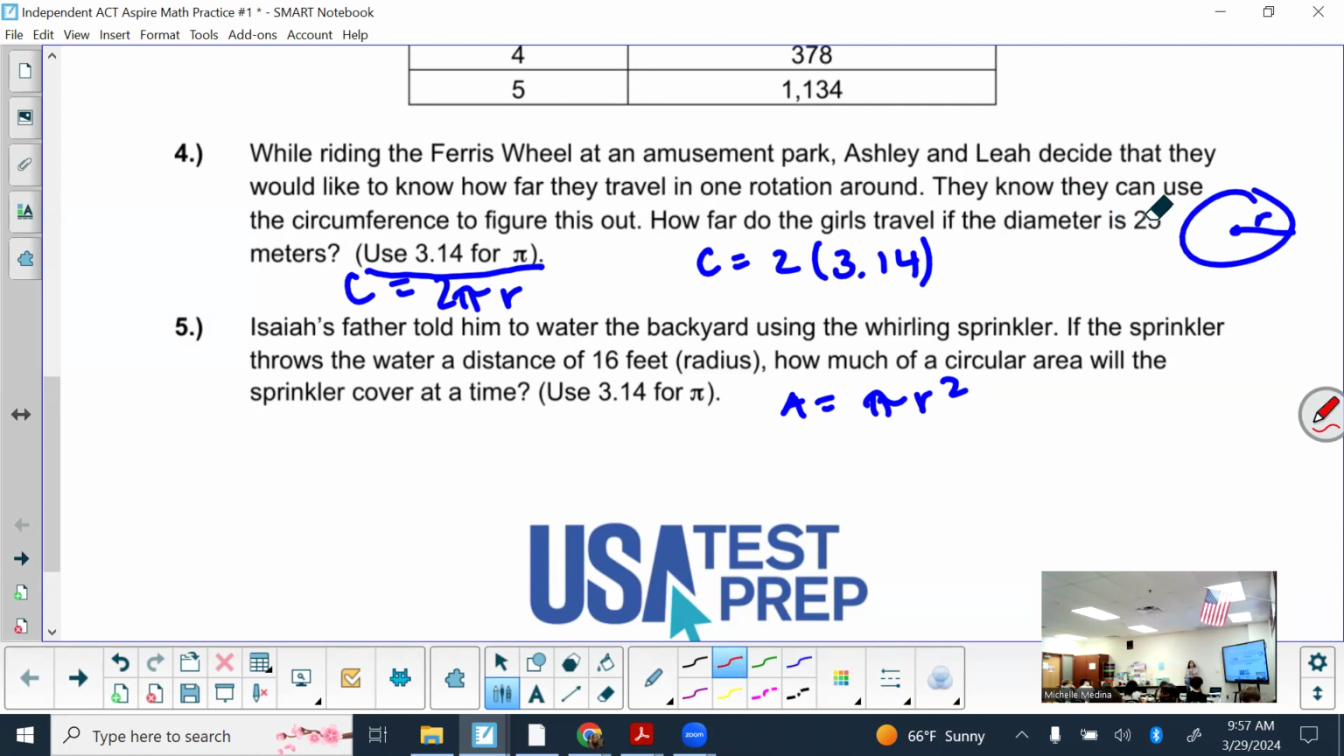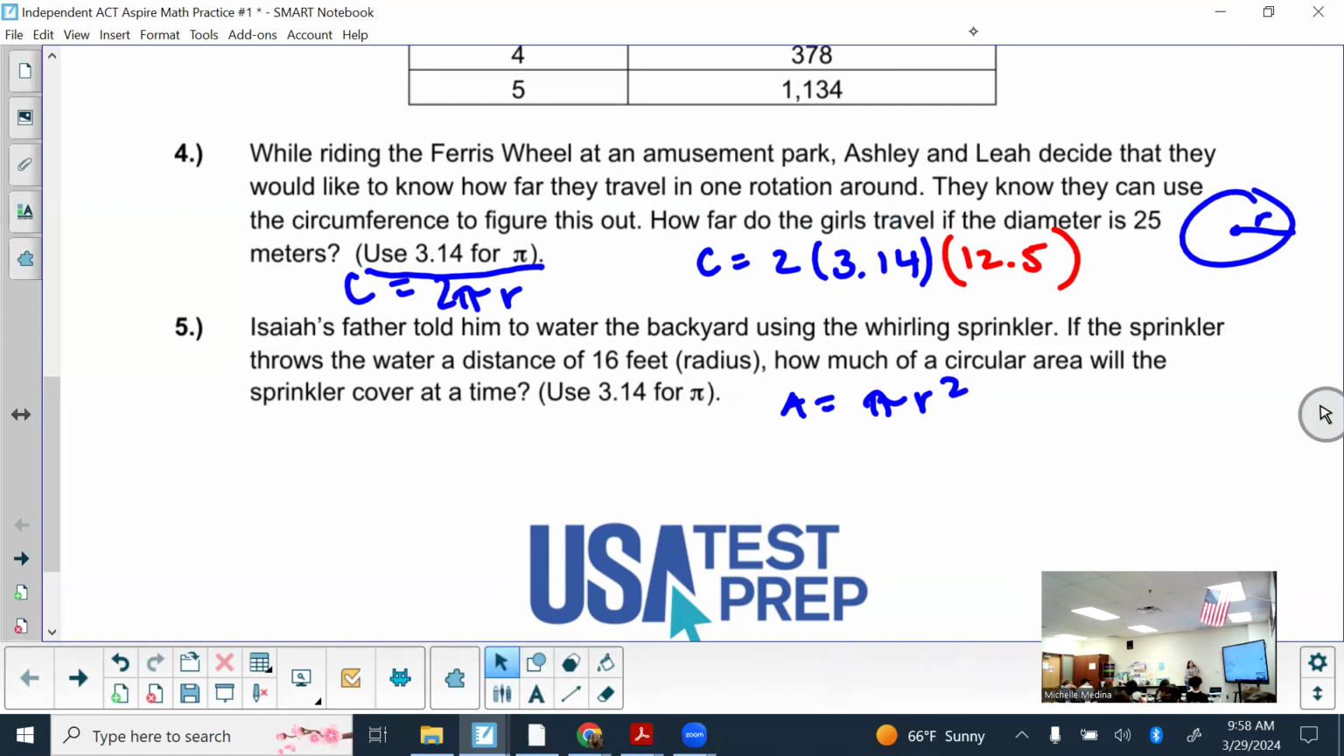They'll give you diameter, but what you need to remember is that you put the radius, which is always half the diameter. So it's half of 25. Half of 25, 12.5. So then that's my 2 pi r: 2 times 3.14 times the radius.